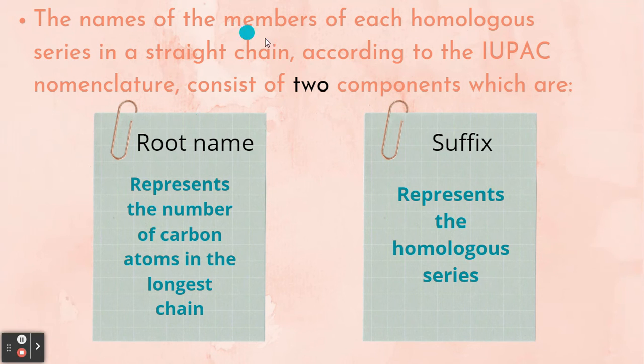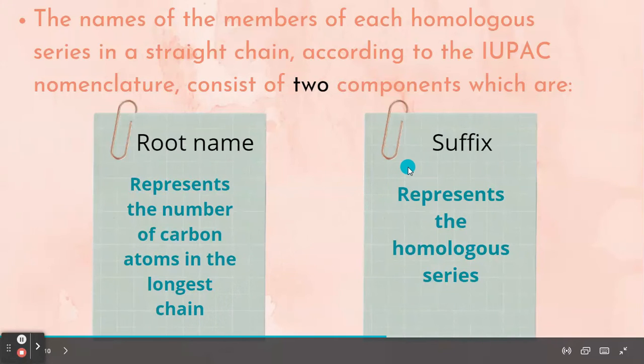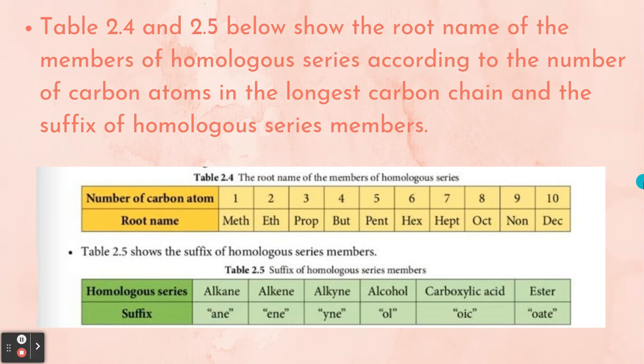Okay, next, the names of the members of each homologous series in the straight chain according to the IUPAC nomenclature consists of two components, which are first the root name, which represents the number of carbon atoms in the longest chain, and suffix, which represents the homologous series. Okay, you can see clearly from these two tables. Table 2.4 and 2.5 below show the root name of the members of homologous series according to the number of carbon atoms in the longest carbon chain and the suffix of homologous series members.